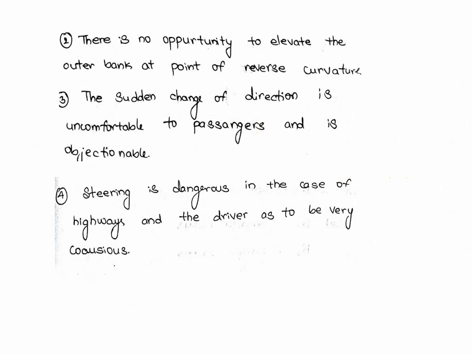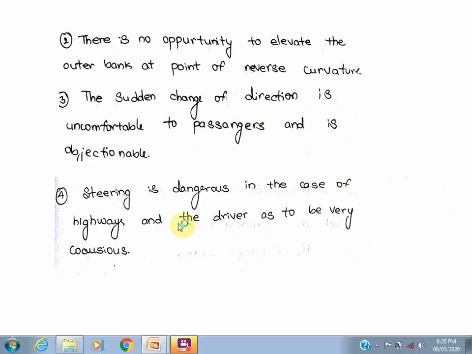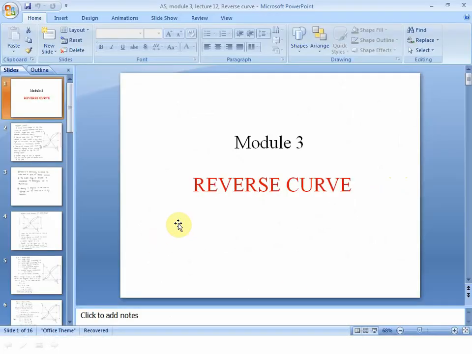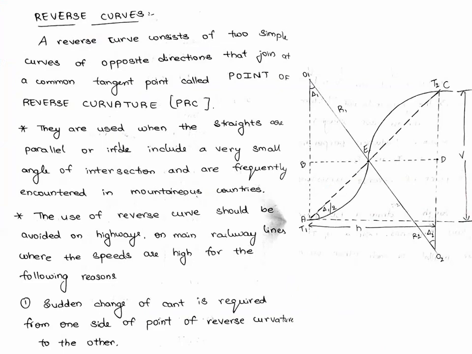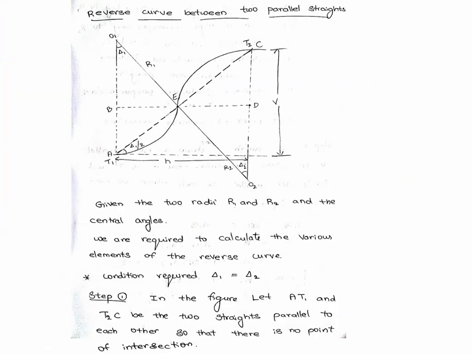Steering is dangerous in the case of highways, and the driver has to be very conscious. As I told you, when you change direction on speedy highways or where the speed is more, whether highway or railway, it will be dangerous. That's why it should be avoided on highways and on speedy railway lines. Next we'll go through the components of this in detail.